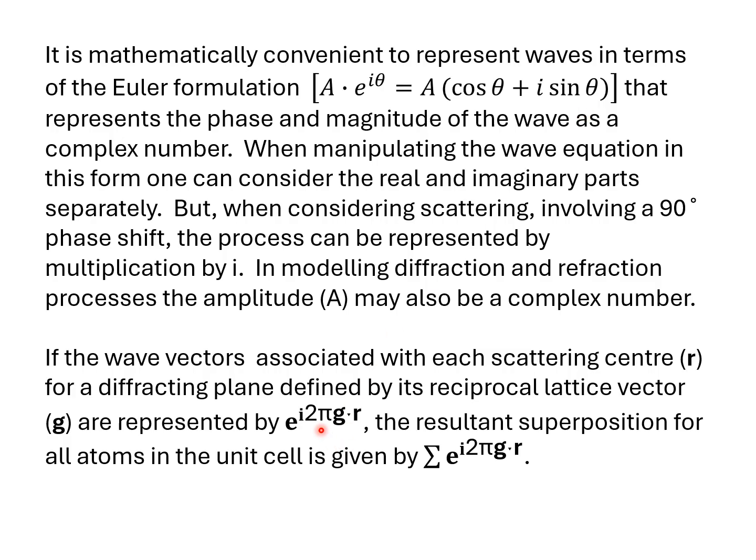The part that we're interested in, theta here, is the phase difference. We're interested in the phase of the wave relative to some baseline value. As I said earlier in the previous slide, this is 2 pi g dot r, where r is the location of the atom in the unit cell and g is the diffracting vector. And we can sum up all of these waves, the phases, just simply by summing up by this sum.